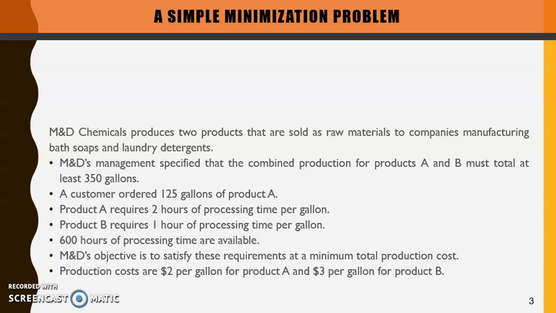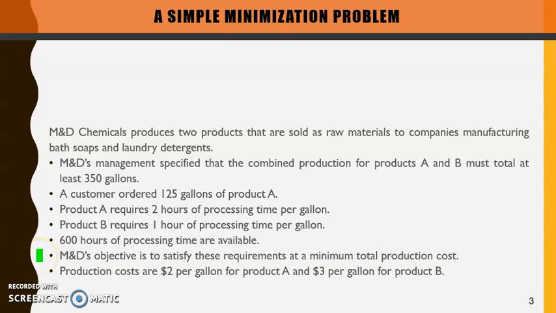Product A requires 2 hours of processing time per gallon, very similar to the previous example that we had with the cutting and dyeing, with the finishing departments, that each product demands a specific amount of time or resources. The next one says product B requires 1 hour of processing time per gallon, and after that it says that you totally have 600 hours of processing time.